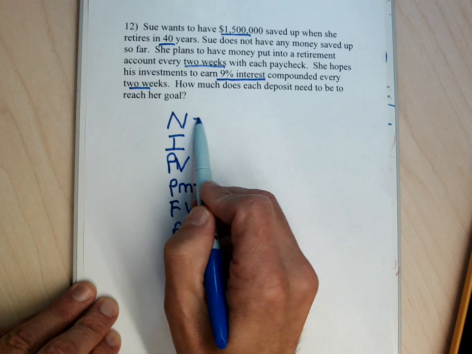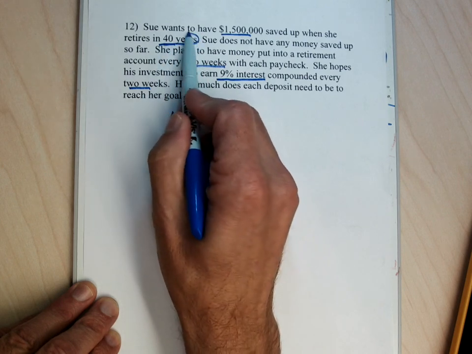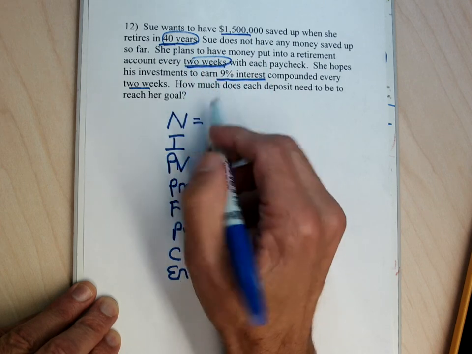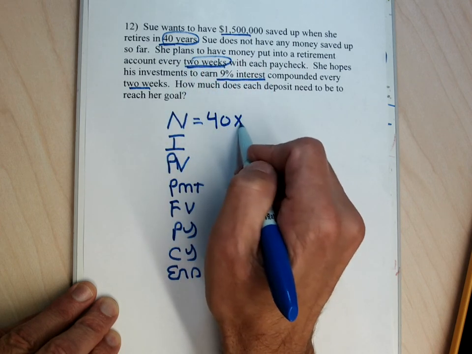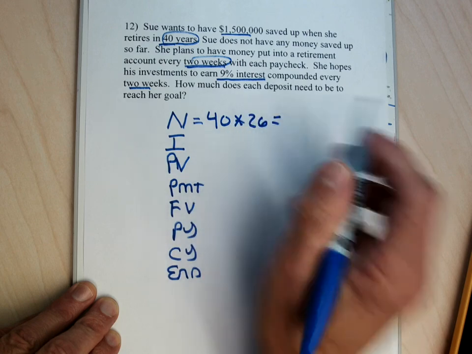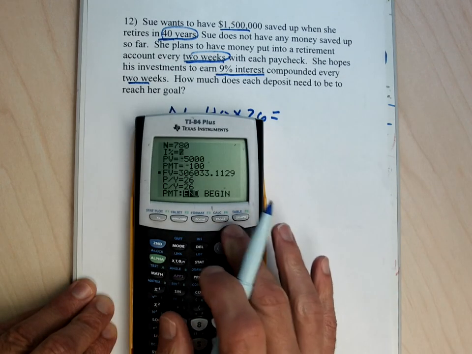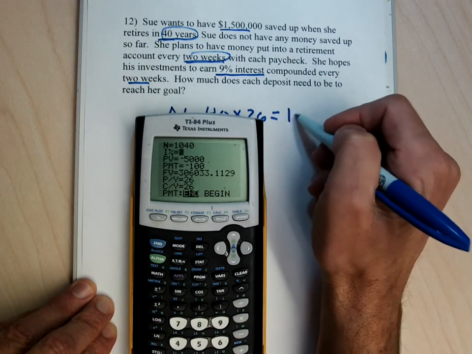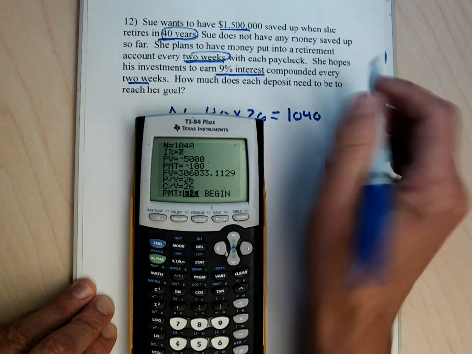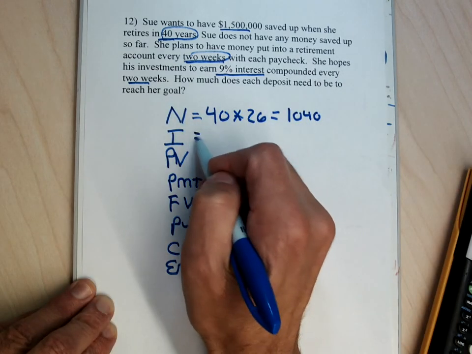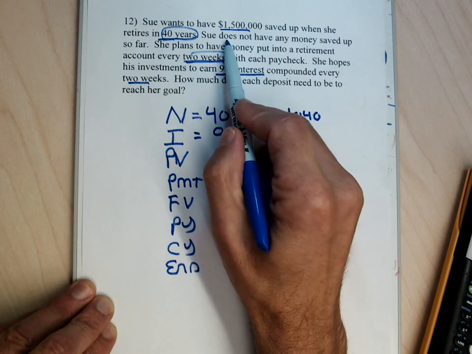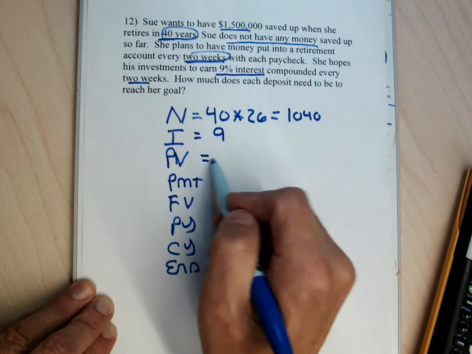First thing I'm going to do is type the N, and it's 40 years of deposits made every 2 weeks. The N is going to be 40 years times making deposits every 2 weeks. And I don't know what that is, but I can go to the N and just type 40 times 26. The N for this problem is going to be 1,040. The I, super aggressive estimate of 9%. PV would be any money she has already saved up, and she doesn't have any money saved up already. The present value of her account is 0.